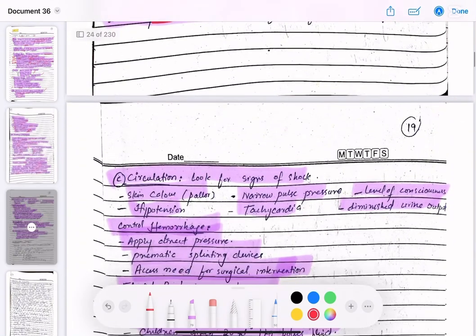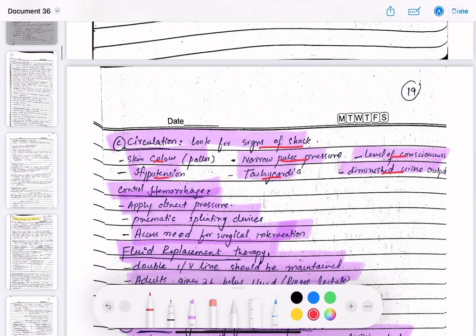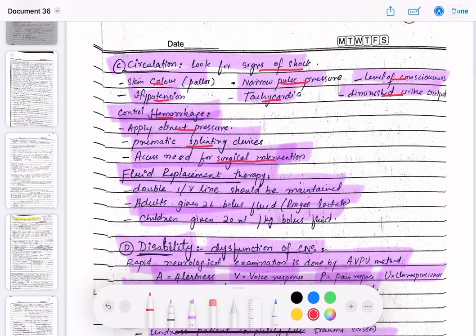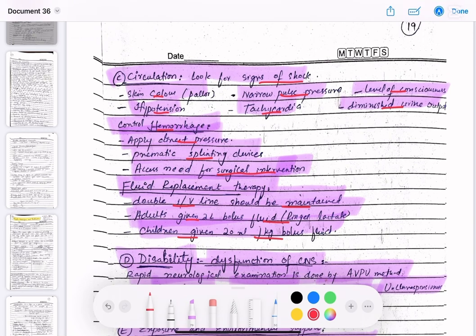For circulation, look for the signs of shock: skin color, hypotension, narrow pulse pressure, tachycardia, level of consciousness, and diminished urine output.